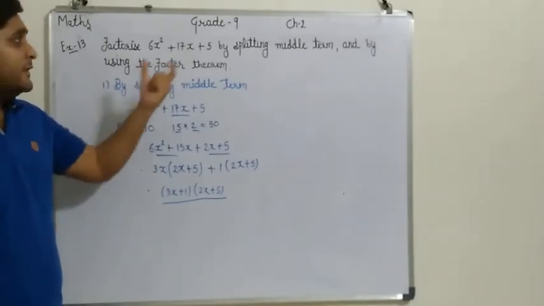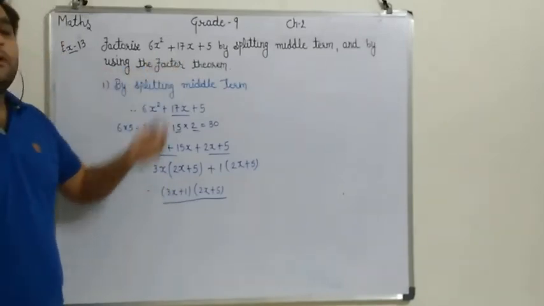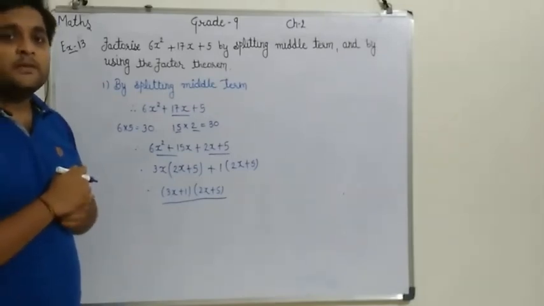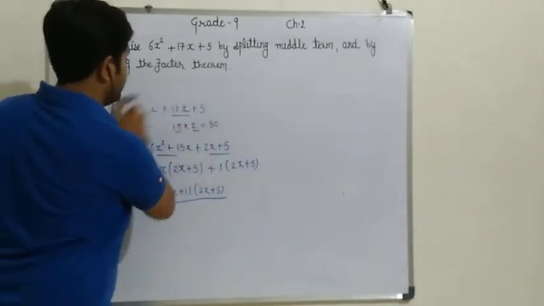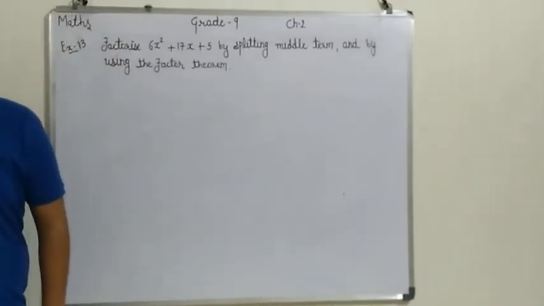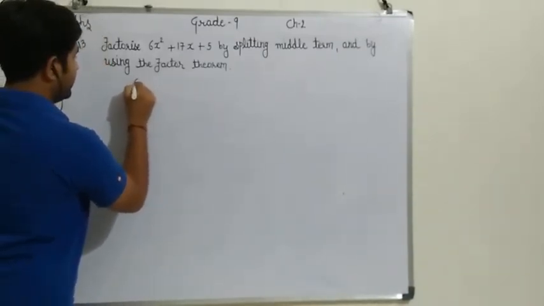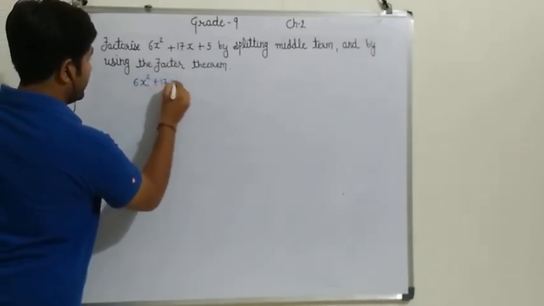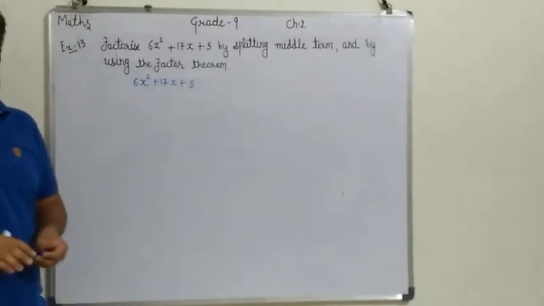Now friends, same polynomial but the method is different. The method is using the factor theorem. We have to find the factors, but it is a different method. Let me show this method. First of all, I am writing the polynomial: 6x square plus 17x plus 5.